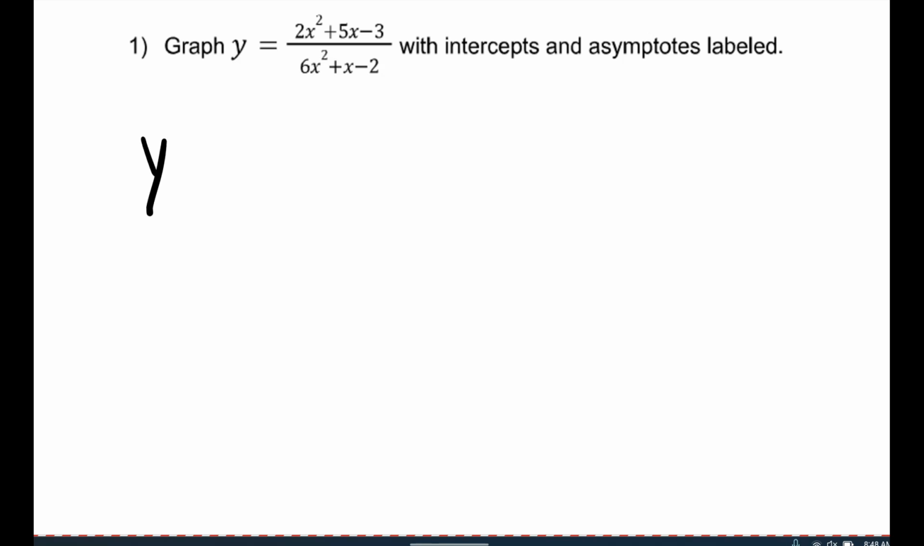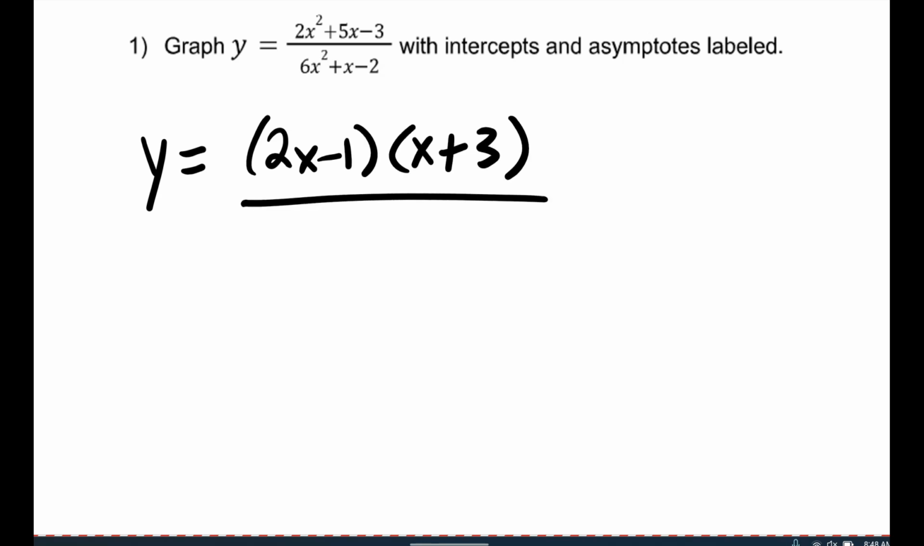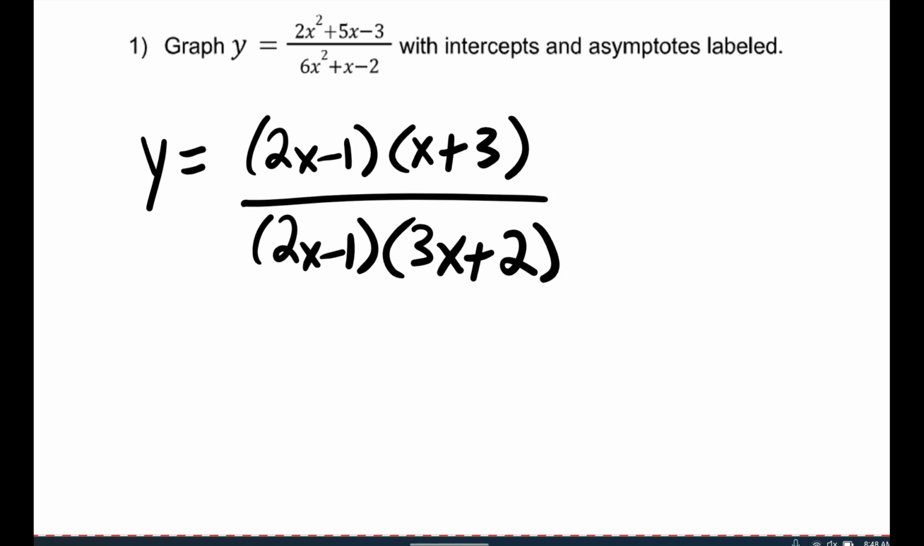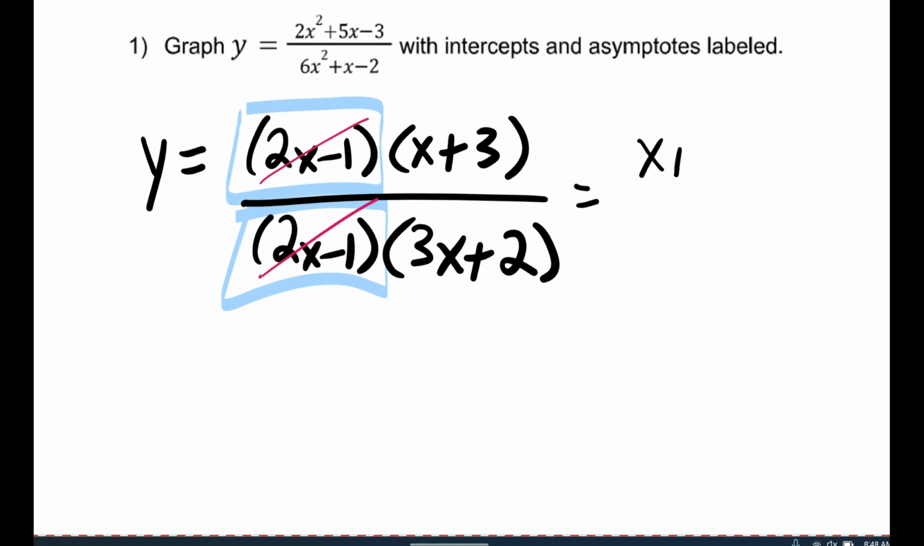And if you use the AC method, that numerator is going to factor into 2x minus 1 times x plus 3, and that denominator is going to factor into 2x minus 1 times 3x plus 2. And you could always distribute that out just to check. Some people use the AC method, some people just guess and check and distribute and make sure they get those original polynomials. But when I do this, I notice that there's a common factor in the numerator and the denominator. So I'm actually going to reduce that before I start the analysis for the intercepts and the asymptotes.